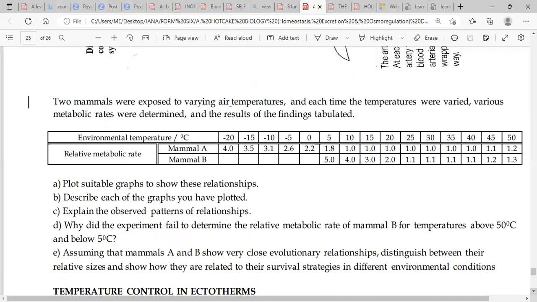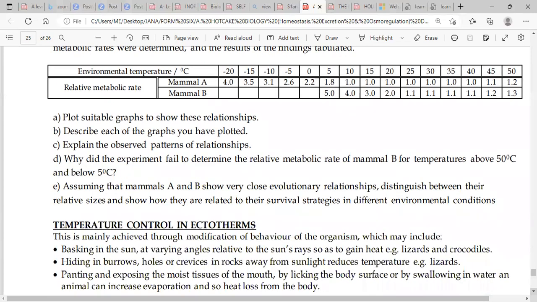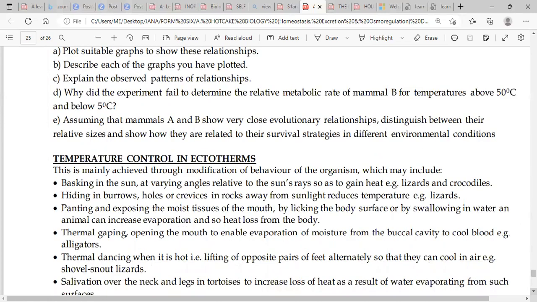5 degrees Celsius. Assuming these animals have a close evolutionary relationship, distinguish between their relative sizes and show how they are related to the survival strategies in different environmental conditions. That is the question. You do it, and then we look at the responses.